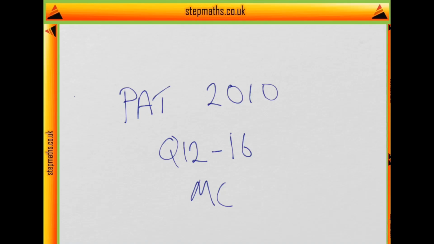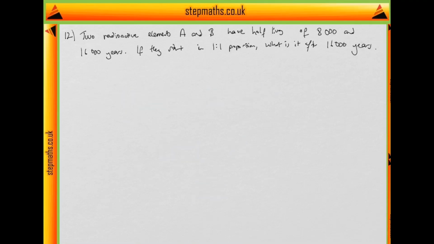Hi, today we're going through the PAT paper from 2010, looking at questions 12 through 16. These are the first 5 multiple choice questions. So question 12 says we have 2 radioactive elements, A and B, and they have half-lives of 8,000 and 16,000 years respectively. If they start in a proportion of 1 to 1, what is the proportion after 16,000 years?